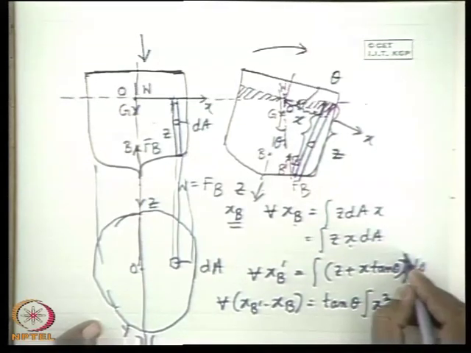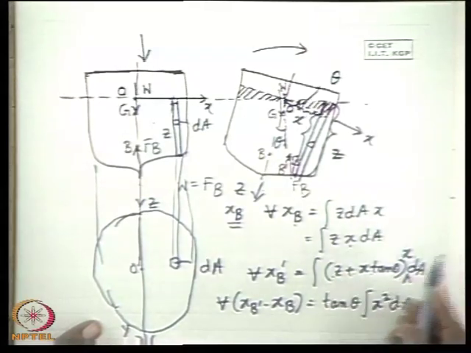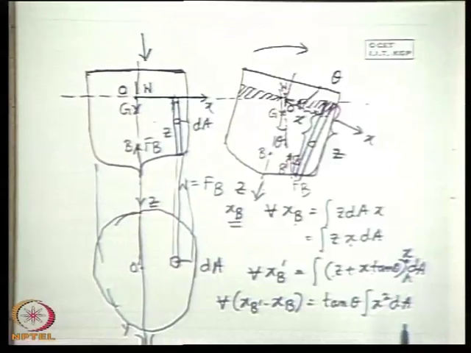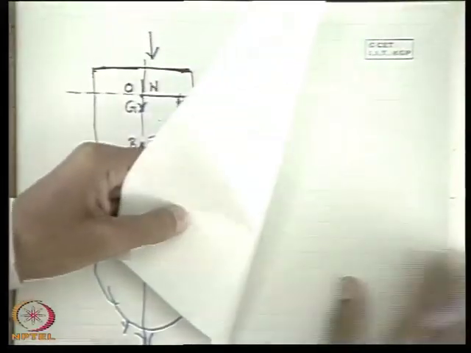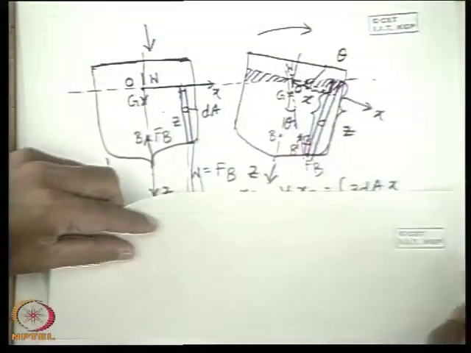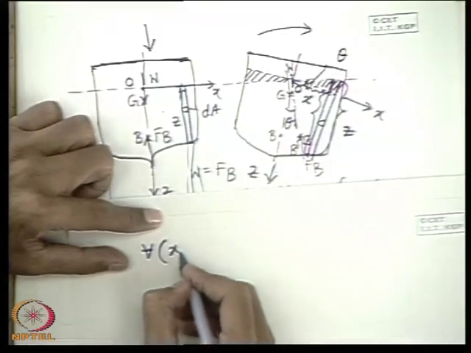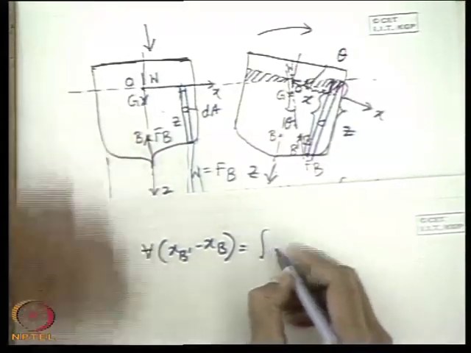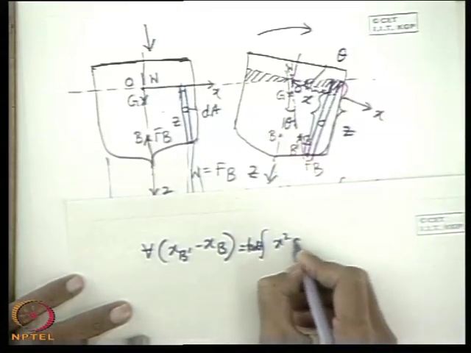Sorry, one x is missing for the moment. So, the integral of Zx plus tan theta x dA, where dA is the elementary volume, and for the moment we multiply by x, so simply x square tan theta. All right? So, we can write that V into x b dash minus x b is equal to tan theta into the integral of x square dA.